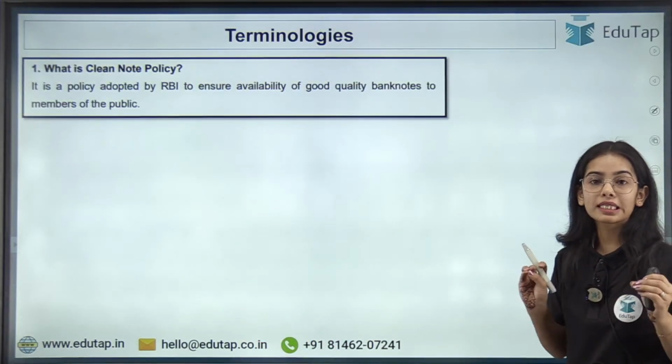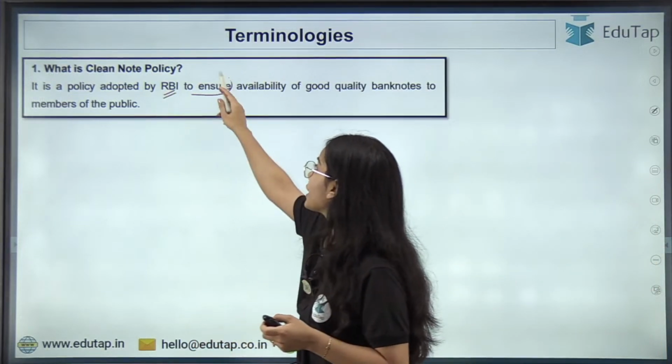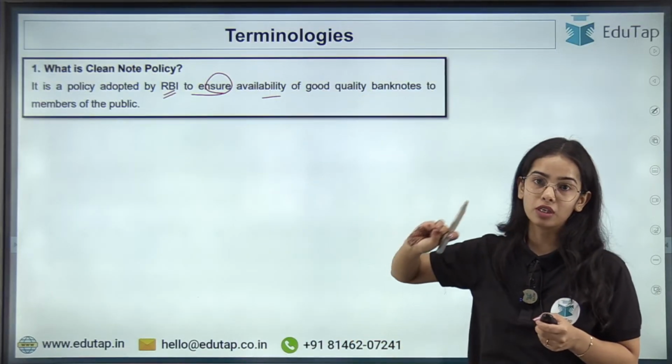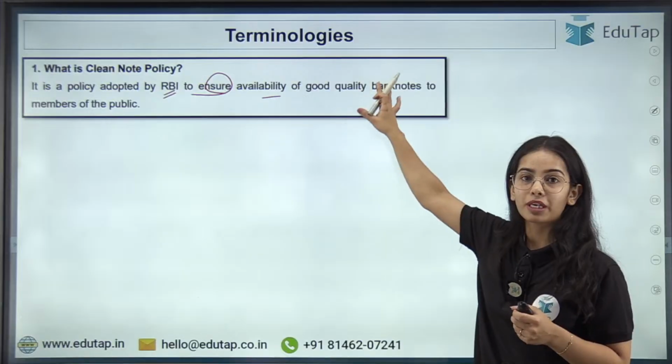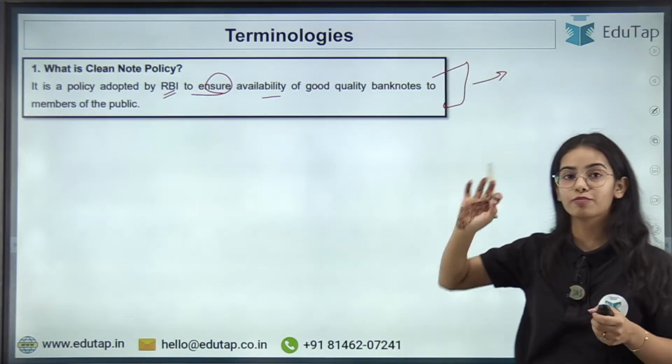Okay. Now, what is the clean note policy? First of all, it is a policy adopted by the RBI to ensure availability of good quality banknotes to the members of the public, because the banknotes are issued under the supervision of the Reserve Bank of India.